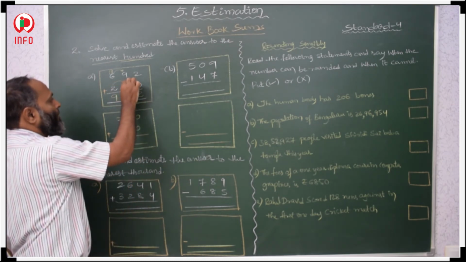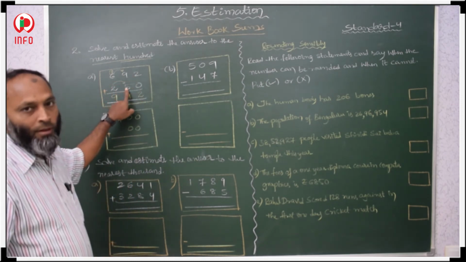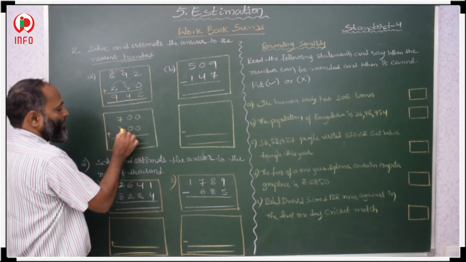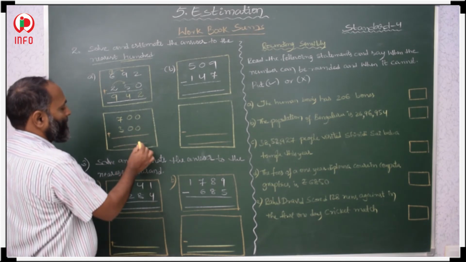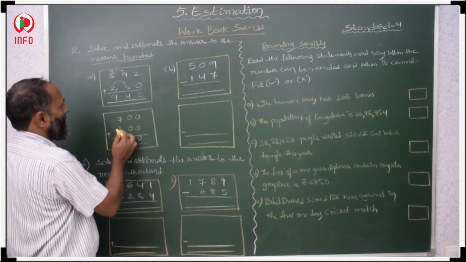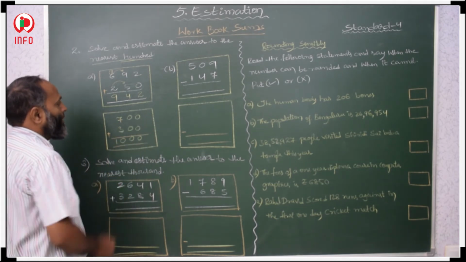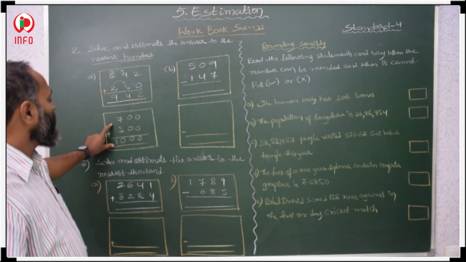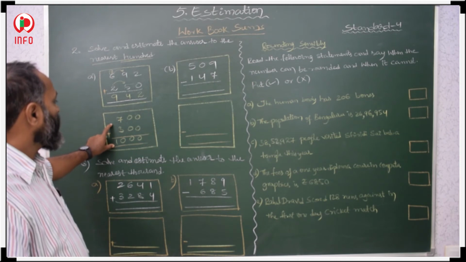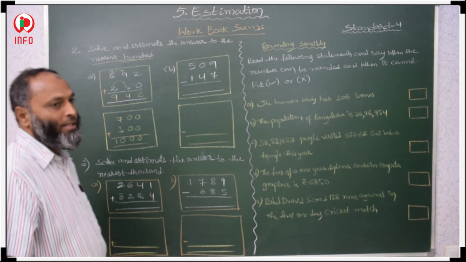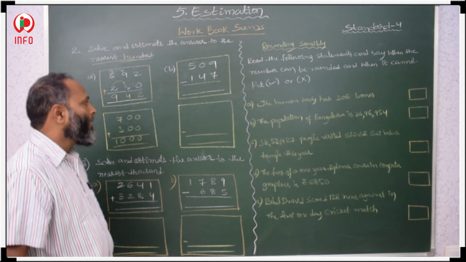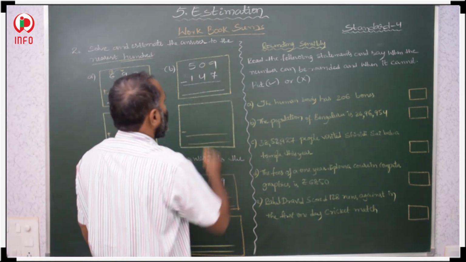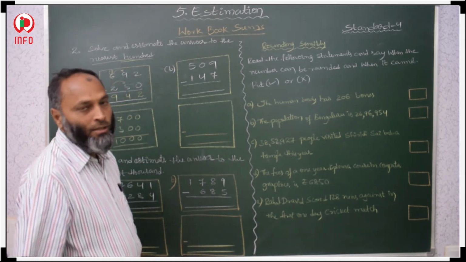Here also it is 5, equal to or greater than 5, so we have to add plus 1 to this. Then 2 plus 1 is 3. Then add 0, 0, 7 plus 3 is 10. This is nearest to thousands, nearest to hundreds. So it is 1000. Here the accurate answer is 942.